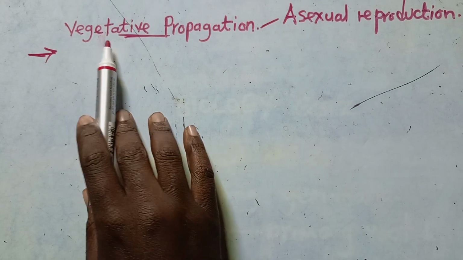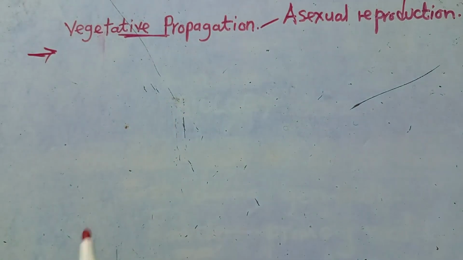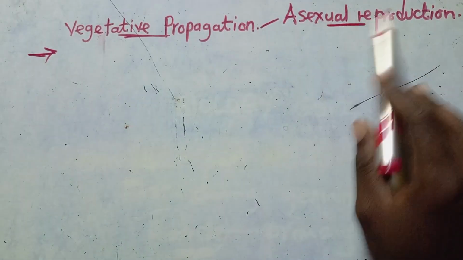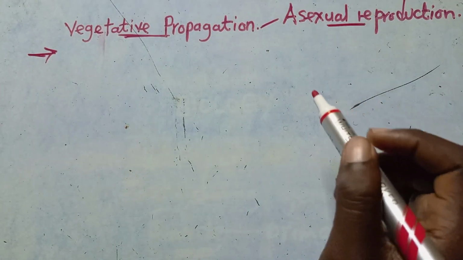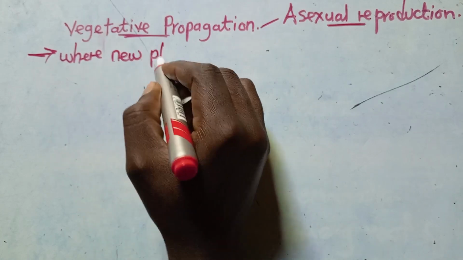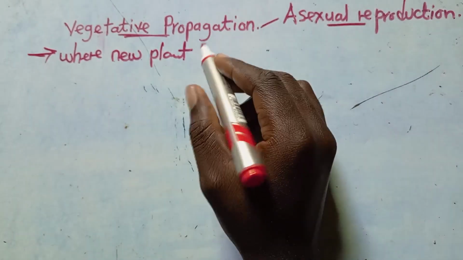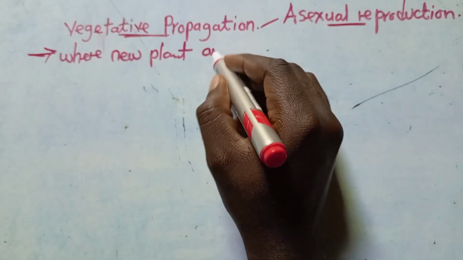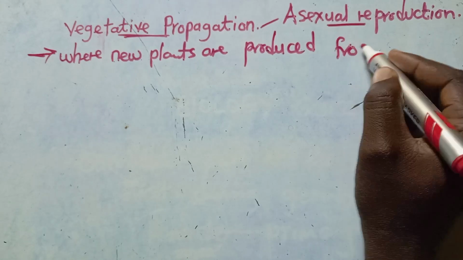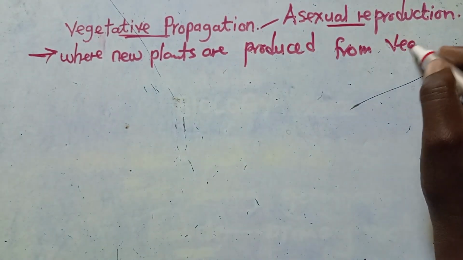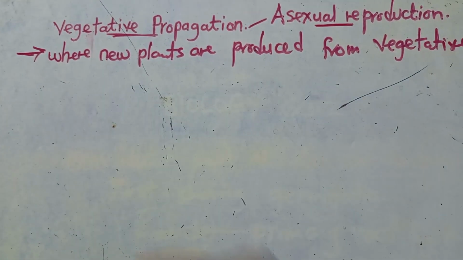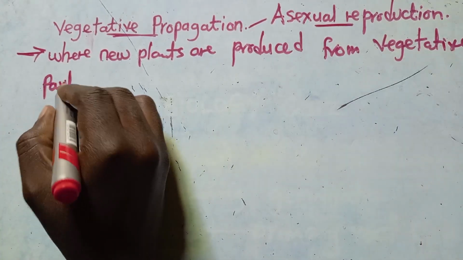Whenever we are talking about vegetative propagation, you need to understand that you are talking about a form of asexual reproduction in plants, where new plants or individual plants are produced from vegetative parts. Maybe someone is confused.